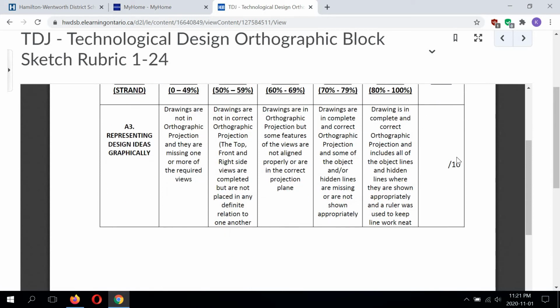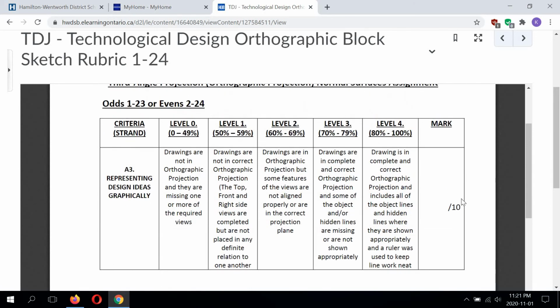Now this is out of 10, which doesn't seem like a lot of marks. But remember, it's not about what it's out of; it's about what the assignment is weighted in my gradebook calculation, right? So what we're going to do is, because we have 12 problems that you're going to be creating an orthographic projection manually with a pencil, I'm going to be assigning every problem a level.